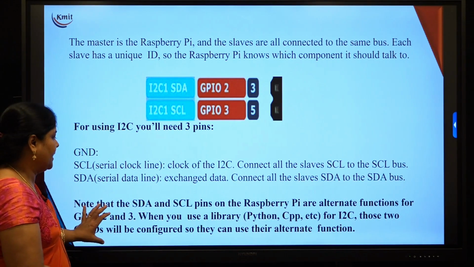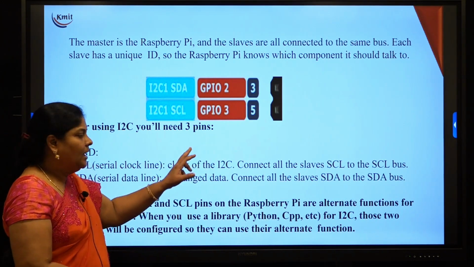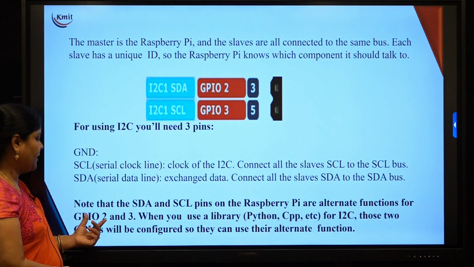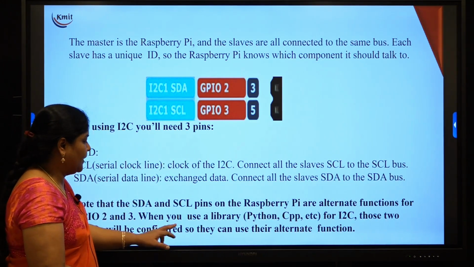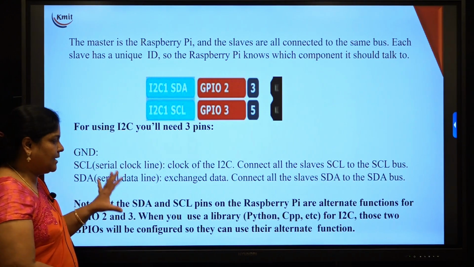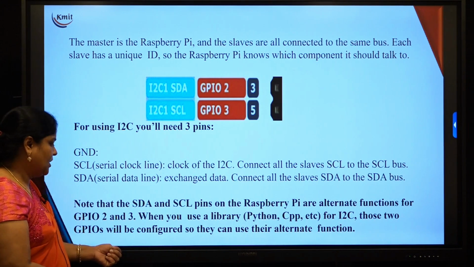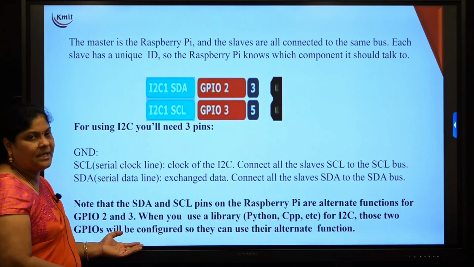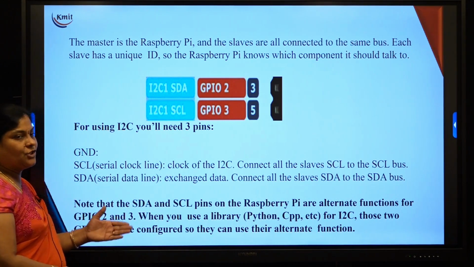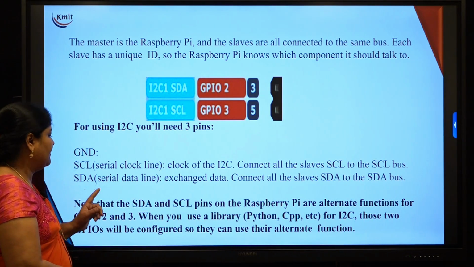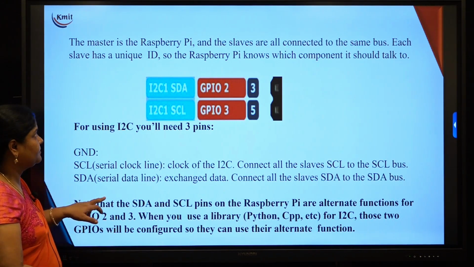What you should remember here is that SDA and SCL pins on Raspberry Pi are alternative functions for GPIO 2 and 3. So when you want to use this serial communication, you need to install the libraries related to this. You can configure those libraries and use the alternative functions. For this you need to install the libraries basically for this type of communication, that is I2C.